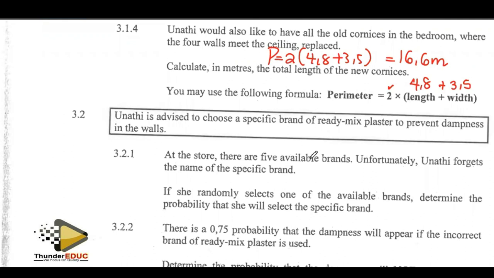At the store, there are 5 available brands. Unfortunately, she forgot the name of the specific brand. If she randomly selects one of the available brands, determine the probability that she will select the specific brand. So out of the five brands, it's 1 out of 5. They said probability, so even if you stop there, it's fine. Or if you go ahead and show that it's this much, it's fine. The answer becomes 20%, don't forget to put the percentage.